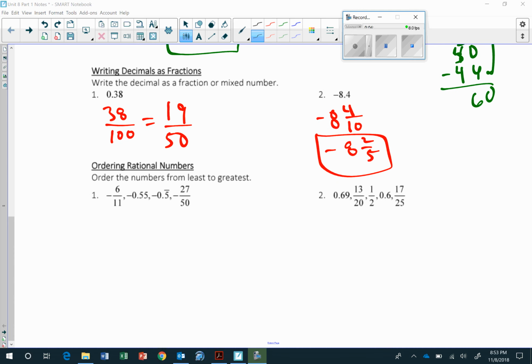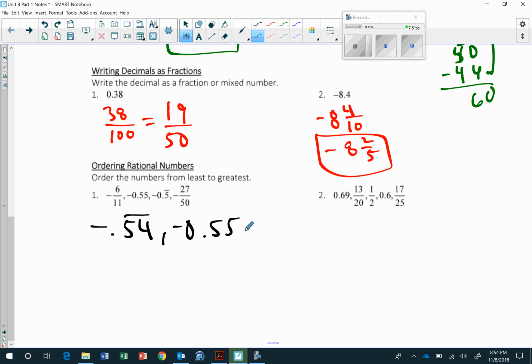For the next section, we're going to order rational numbers. So all of these are rational numbers, and we're going to order the numbers from least to greatest. In order to put them in order, we need to put them all in the same form, meaning they all need to be fractions or they all need to be decimals. So for this first one, I'm going to put them all into decimals. So negative 6 over 11 as a decimal is negative 0.54 repeating. I just divided 6 divided by 11 to get that.